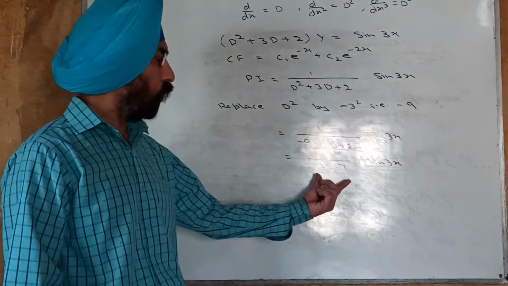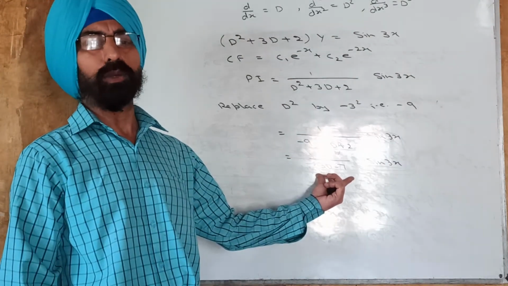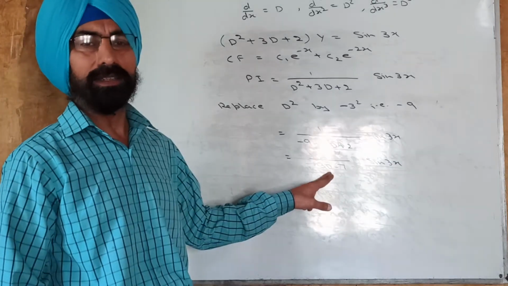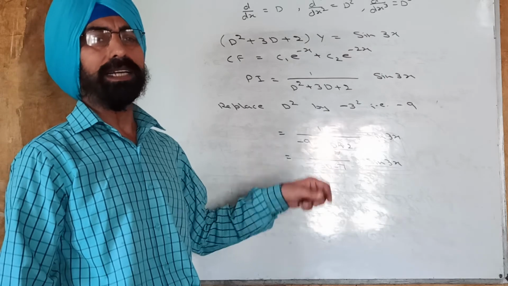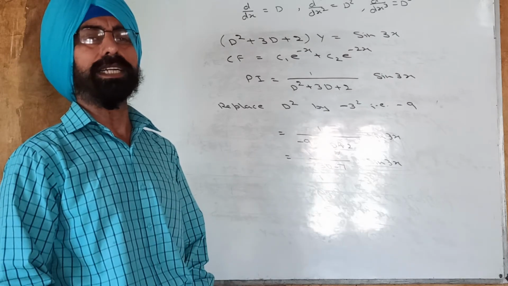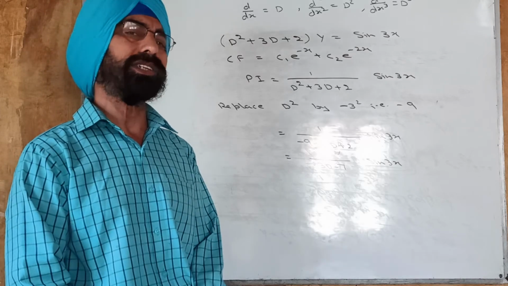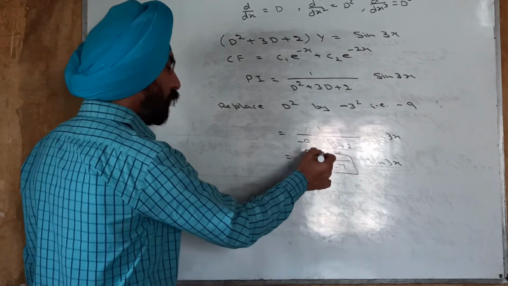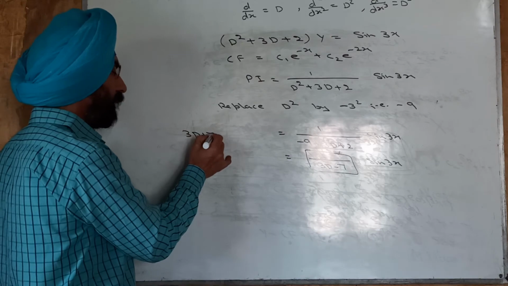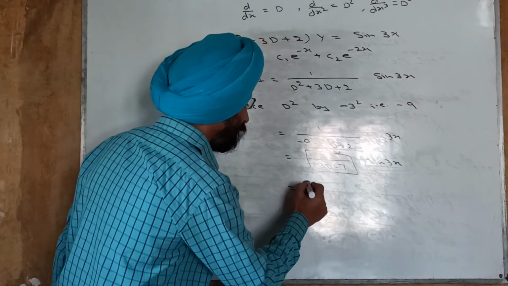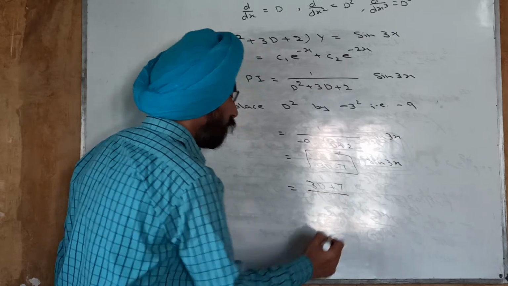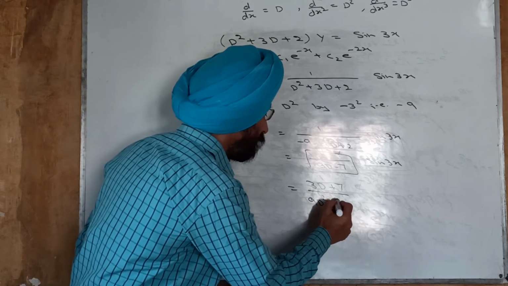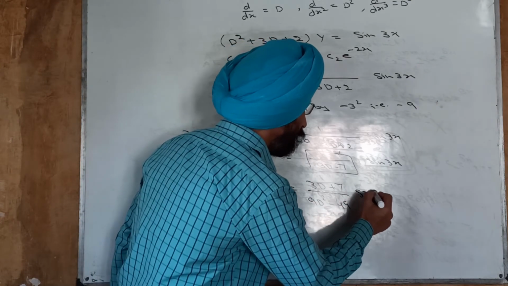Now we are left with no D square or power of D square in the denominator. There is only one D. So how to convert this D into D square? We will have to multiply the numerator and denominator by 3D plus 7. That means some sort of rationalization, you can say. So multiply the numerator as well as denominator by 3D plus 7. What you are going to get? 3D plus 7 over, in the denominator, 9D square minus 49 sine 3x.